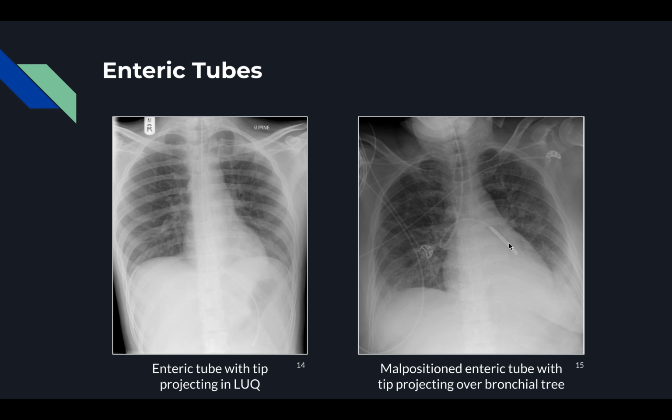And this would be, of course, very dangerous to actually use this tube as a feeding tube because it would cause some significant aspiration. So seeing this on a chest x-ray, you would immediately need to intervene and ensure that the tube be repositioned.